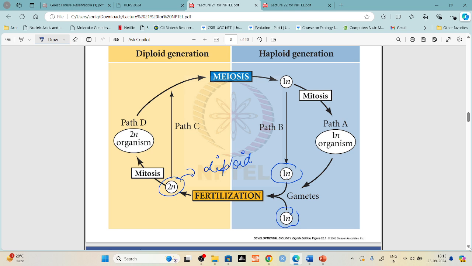So you have a diploid generation as well as a haploid generation when we talk about plant developmental biology. And both the generations are prominent generations. It's not like the haploid is only seen in gametes. No, even after gametes, you can see that your haploid generations are there. So this is a difference between plant and animal developmental biology basics.